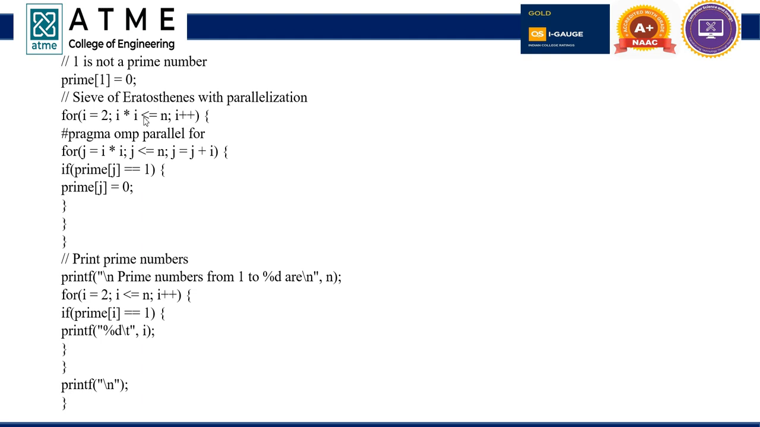Now see, in this sieve algorithm, this loop runs till i into i is less than or equal to n, because multiples of values below i into i are already marked. For i is equal to 2, i into i less than or equal to n, with i plus plus, parallelize the inner loop using OpenMP. This loop marks multiples of i as non-prime.